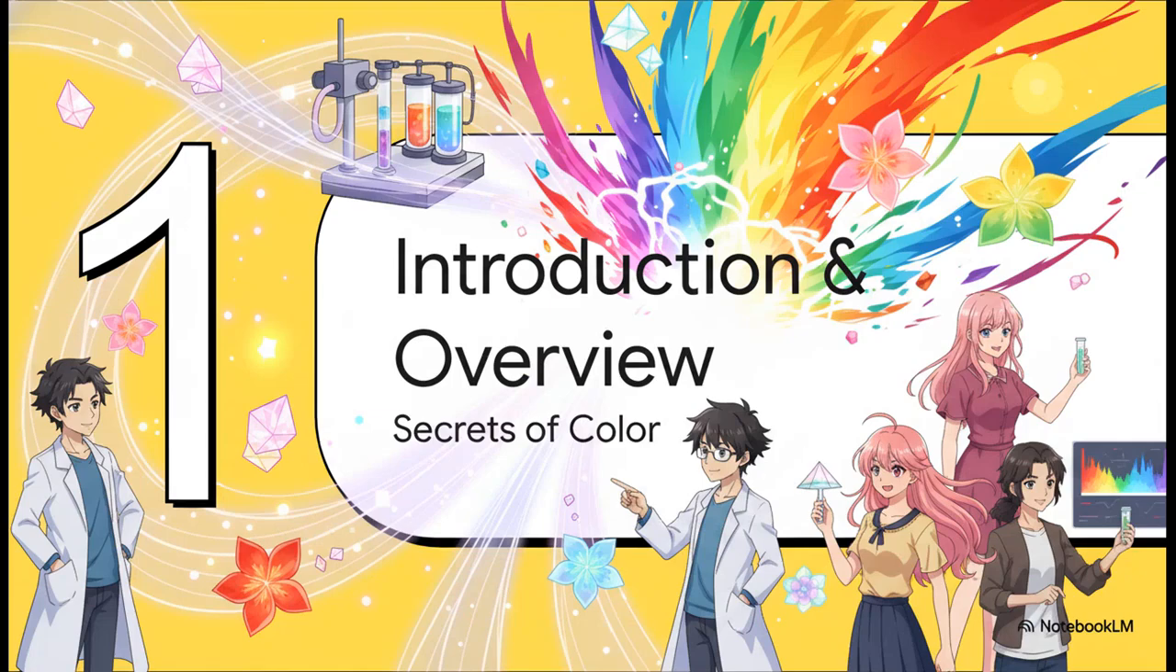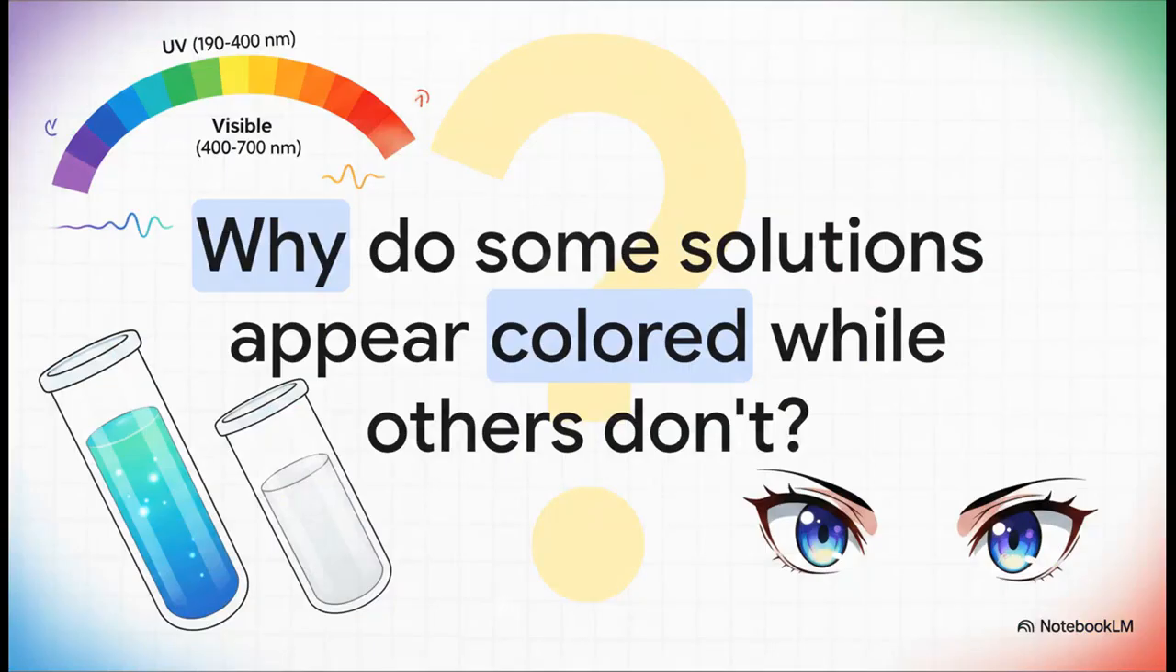Section 1. Introduction and overview, unlocking the secrets of color. Okay, so why do some chemical solutions look brilliantly colored while others are just completely invisible? To solve this chemical mystery, we really have to look at the electromagnetic spectrum. Specifically, we're talking about the range spanning from 190 to 800 nanometers.